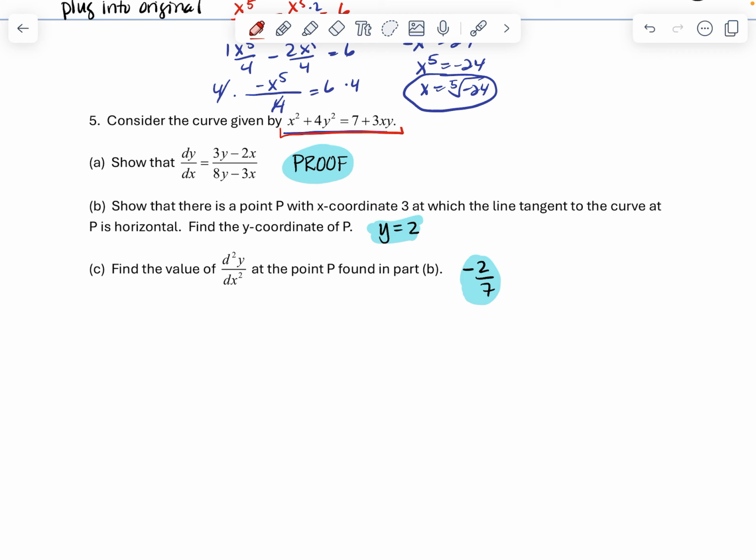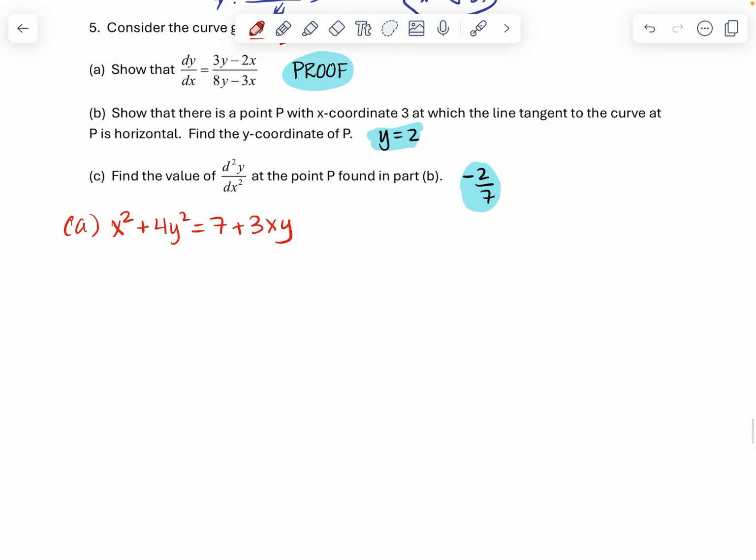So let's take the derivative here. For part A, it starts with x squared plus 4y squared equals 7 plus 3xy. Okay, so we're going to derive each one, keeping in mind that if we derive y, we have to tag on a dy dx. So the derivative of x squared is 2x. The derivative of 4y squared is 8y dy dx. The derivative of 7 is nothing.